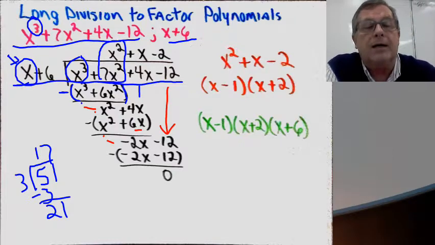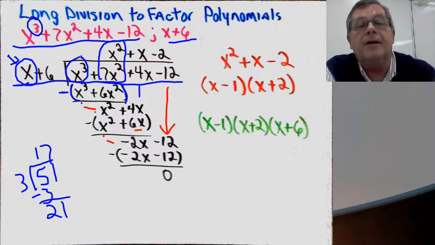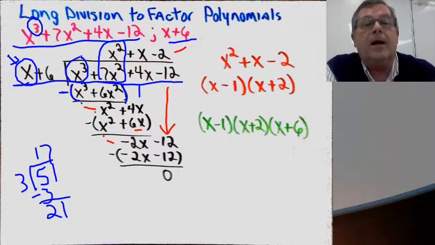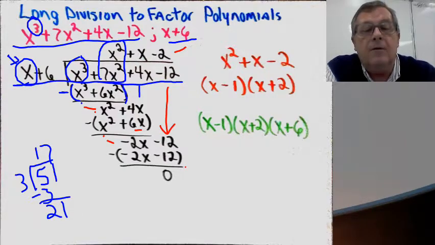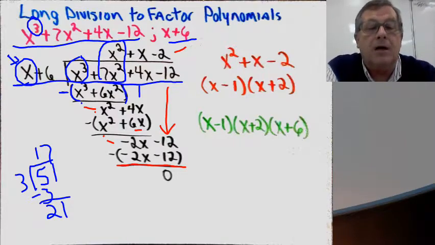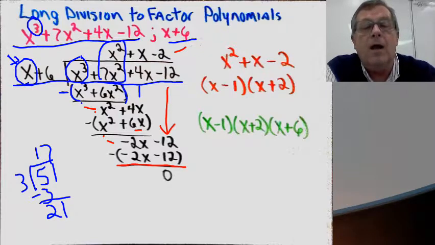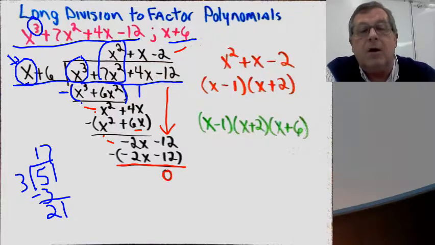Now, how many times will x go into negative 2x? Well, it's going to go in negative 2 times. And again, I repeat the process. Negative 2 times x gives me minus 2x. Negative 2 times 6 gives me negative 12. I subtract it from what I have here, and minus 2x minus minus 2x, or minus 2x plus 2x, is 0. And minus 12 plus 12, because I've got a minus minus here, gives me 0. So I have a 0 remainder.